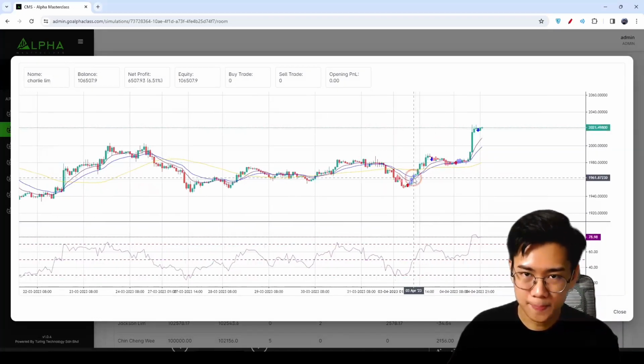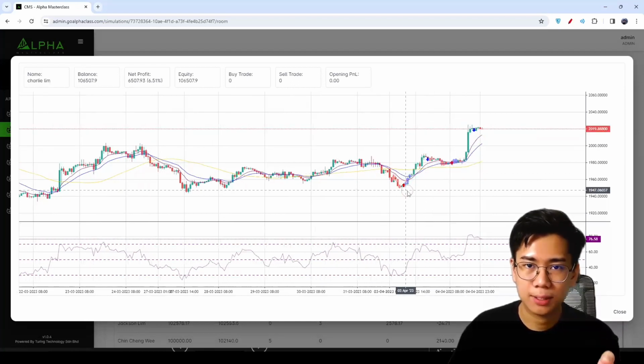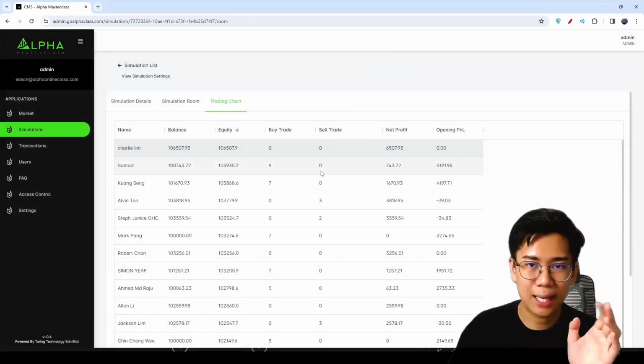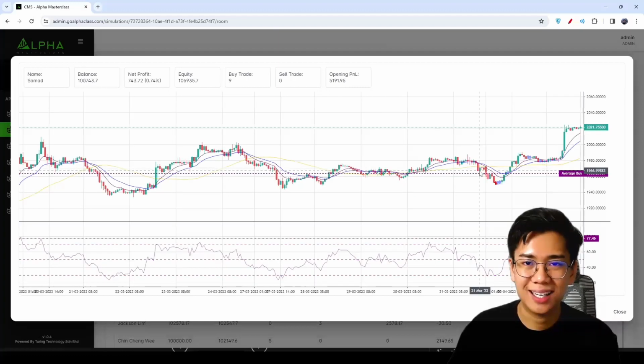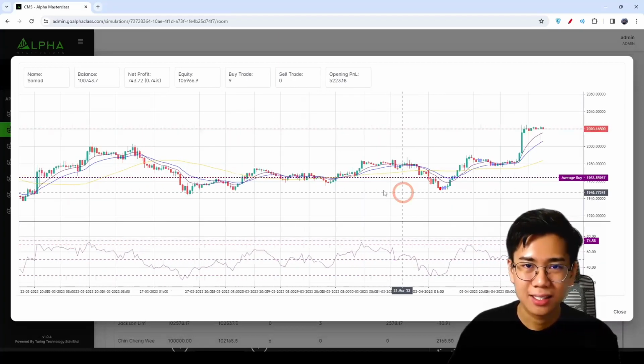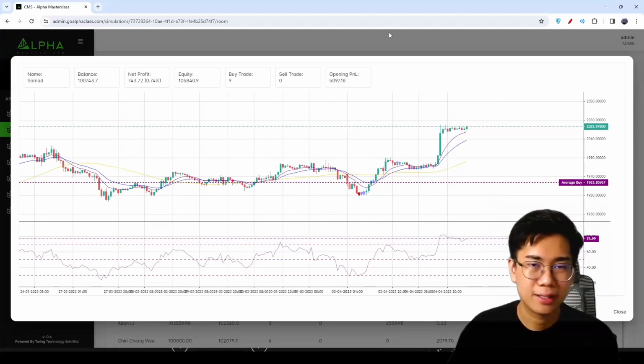He makes a buy, it goes to the top, close it. Makes a sell, it goes down, close it. Buy, goes up, close it. Sell, comes down, close it. Smart. Top trader yesterday. This is what he's doing right now. He entered a buy trade at the bottom, and right now he is still holding on to it.